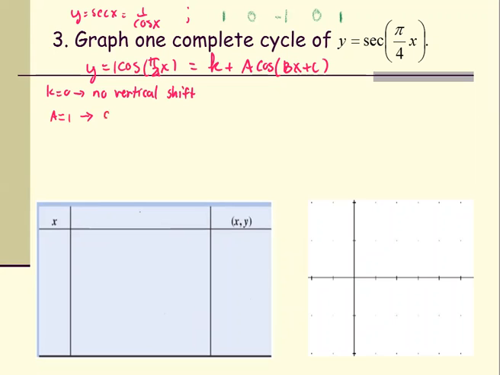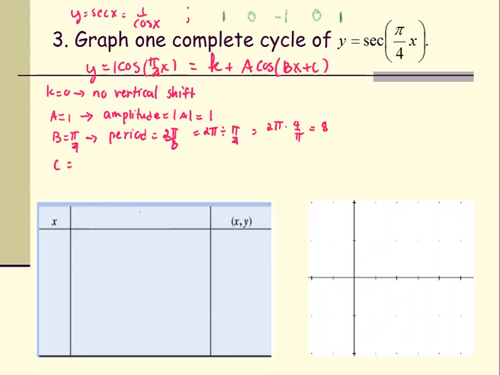A equals 1 tells us about the amplitude of the graph, which is the absolute value of A, or just 1. Next, the B value, which is pi over 4. Pi over 4 is used to compute the period of the graph, which is 2 pi divided by B, or 2 pi divided by pi over 4. Write it as the multiplication of the reciprocal. We get the period of the value 8.